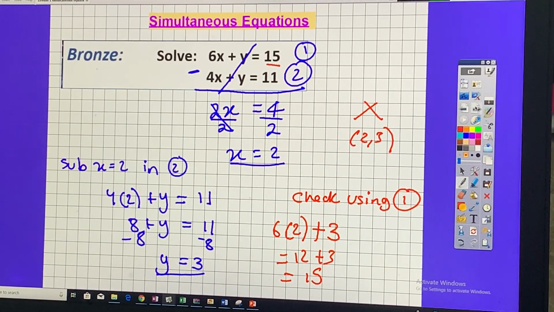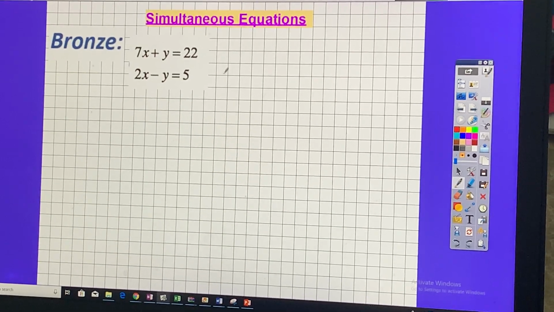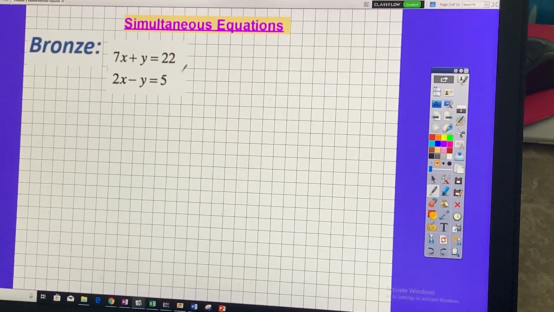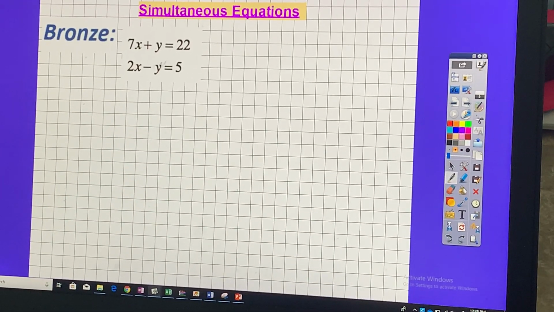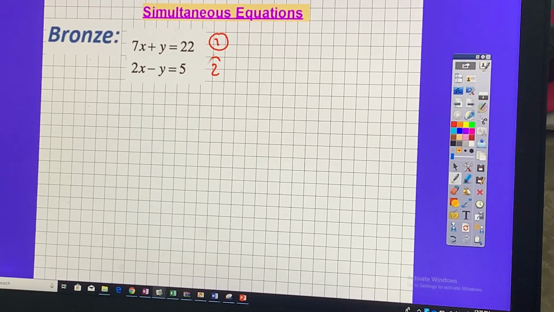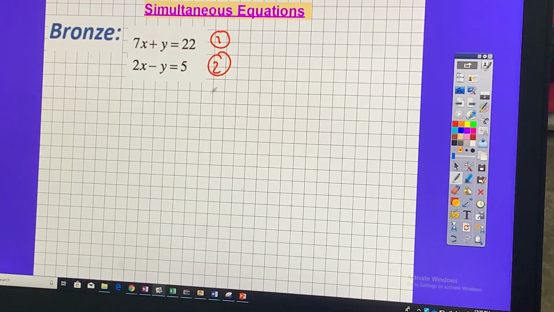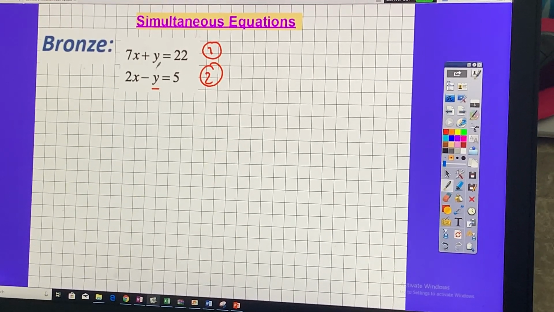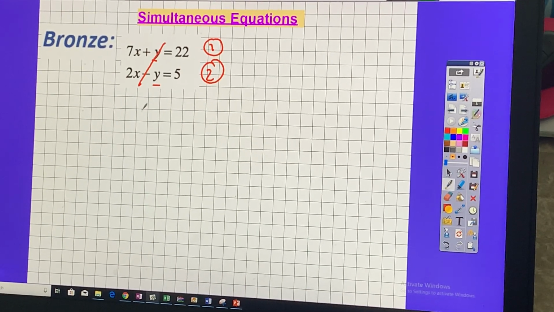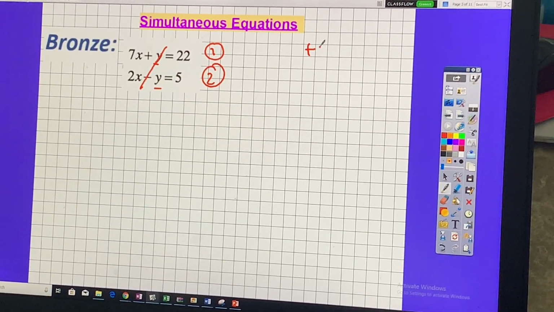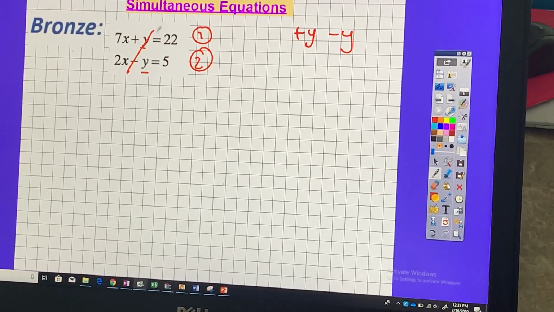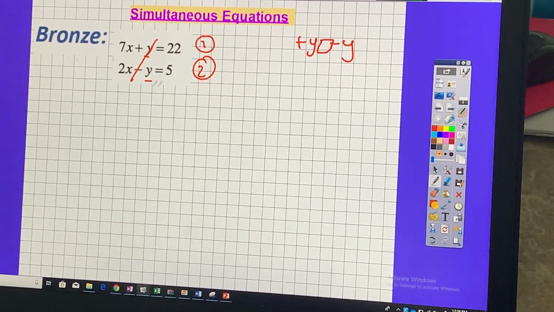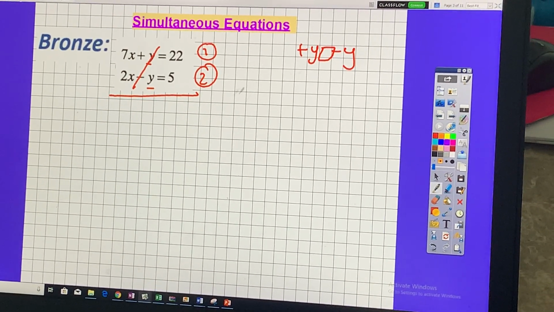Okay, so let's have a look at another example. I would urge you to stop or pause this video and try this example on your own. Now that you've done that, my first thing is to label. If you haven't labeled, annotate it on your work now. The second thing you want to do is get two values which are the same. Now I've got y and y, which is the same, and I want to get rid of it. I'm just going to write it here. Plus y, minus y. So this is plus y and this is minus y. What do I do to both equations so that they cancel out?